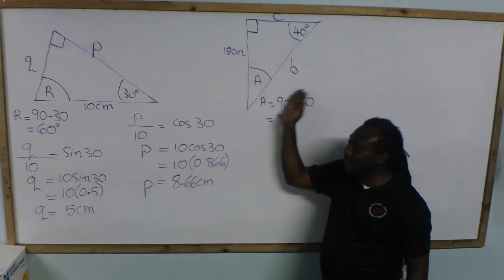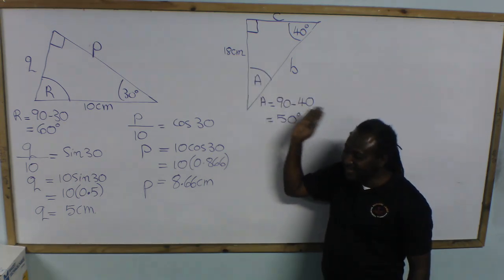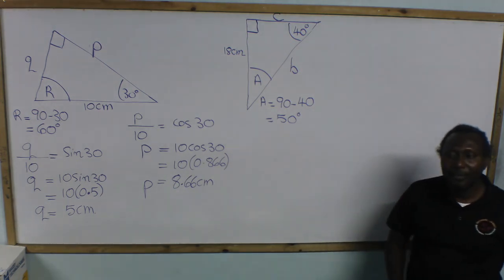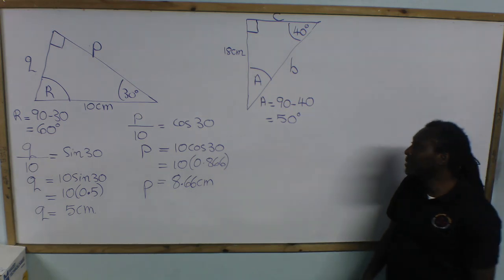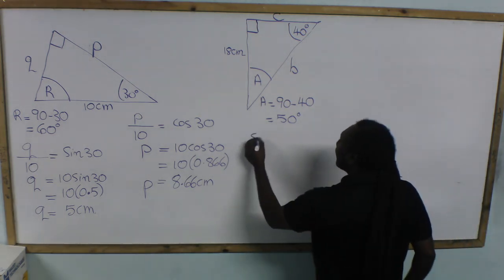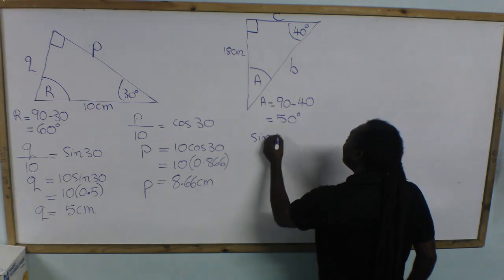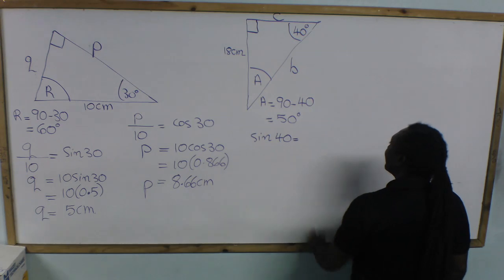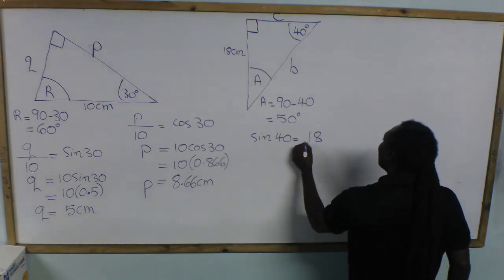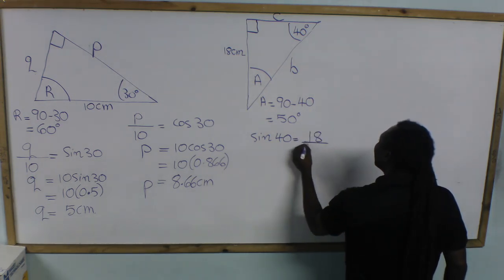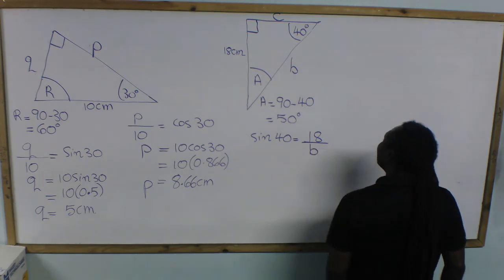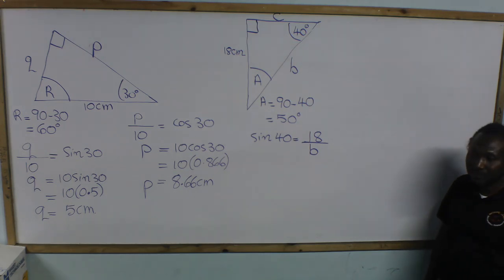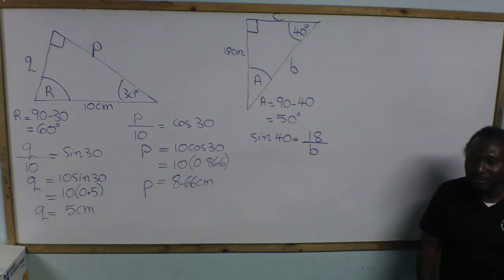What trig ratio is opposite and hypotenuse? Sine. And sine is equal to what? Opposite over hypotenuse. So sine of 40 is equal to opposite, which is what? 18 over the hypotenuse that we are attempting to find.